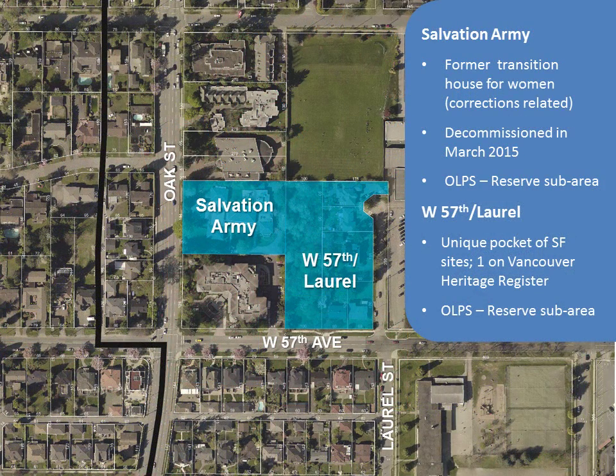And the last unique site area is the precinct located here at Oak and 57th. The site to the west is the Salvation Army site and was formerly a transition house for women in the corrections system. It was decommissioned in March 2015 and its residents have been moved to other Salvation Army sites in the city. It was identified as a reserve sub-area in the Oak Ridge Langara policy statement with high-level directions allowing redevelopment. The other area for consideration are the lots located immediately to the east at West 57th and Laurel Avenue, also located in the Oak Ridge Langara policy statement reserve sub-area.